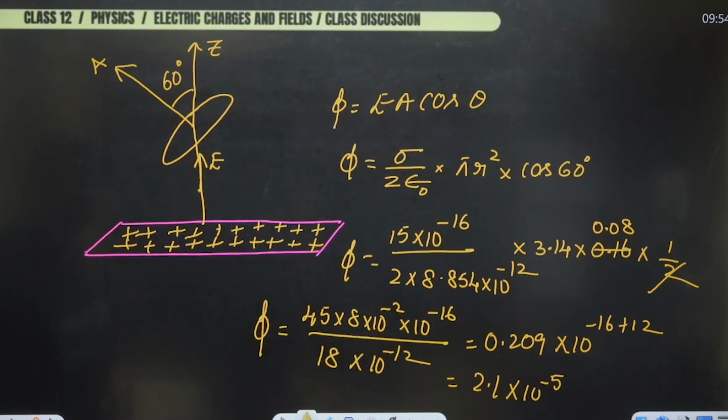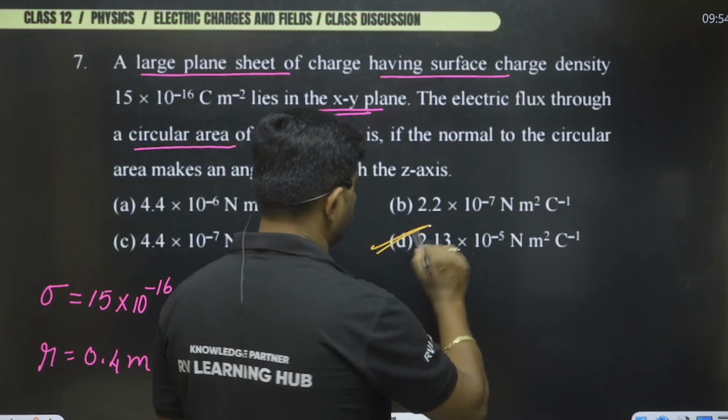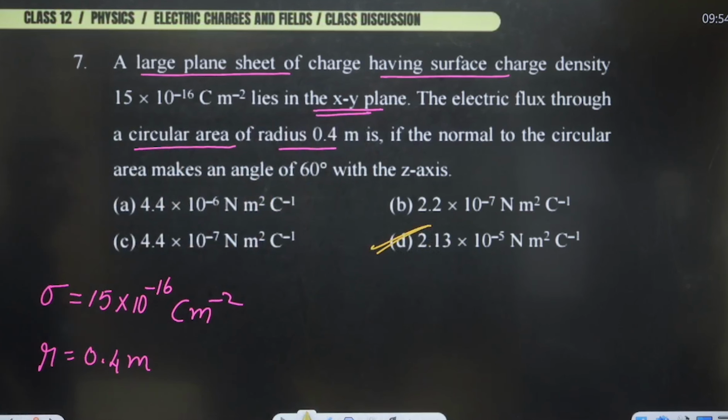That is a flux, ma. So what is the option we can say here? 2.1, in that sense, we can go with option D as the right answer. Option D is the right answer. I hope you got the answer clearly, ma. Now let us move on to the next question.